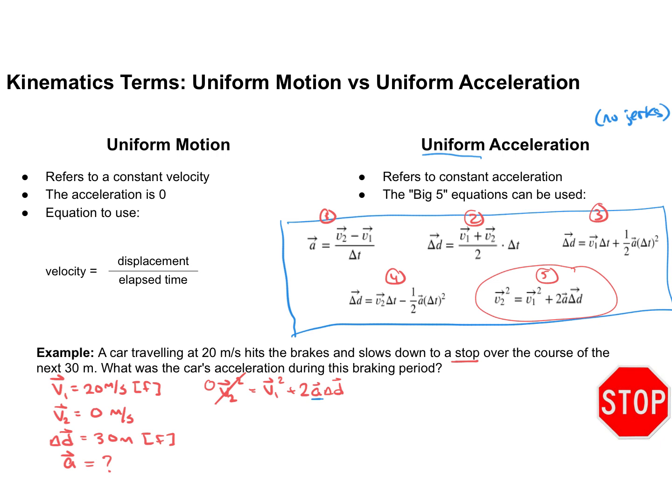Okay, now I'm going to isolate this for A. So I'm going to keep the A on the right side, and I need to try to get every other variable and that 2 all onto the left side. So the first thing to do is to subtract V1 squared from both sides.